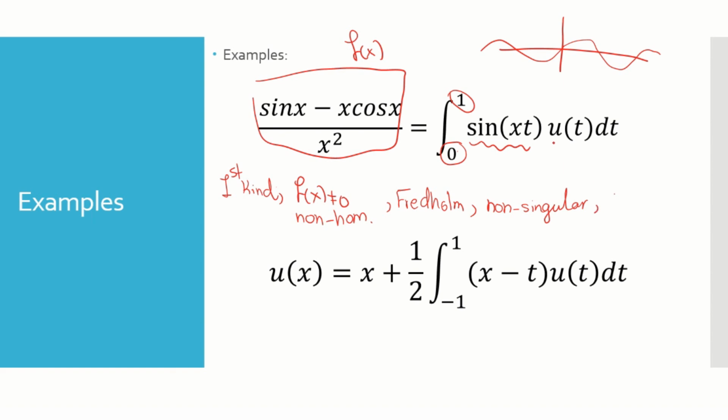integral equation. u of x, which is inside the integral sign, is linear. Then it's a linear integral equation. Okay, let's see the next one. U of x is appearing outside the integral sign, then it's a second kind. We have an f of x which is x, then f of x is not equal to 0, then it's a non-homogeneous.